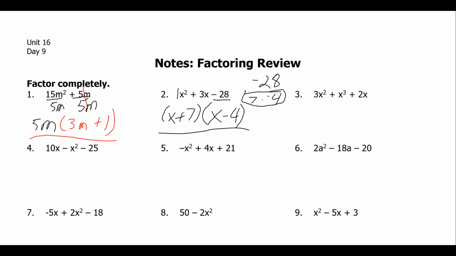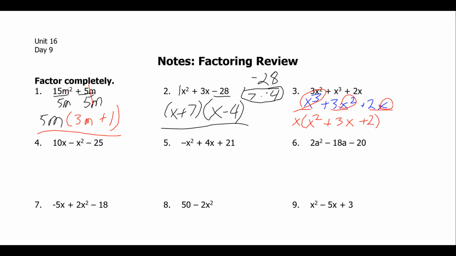Now, number 3. First thing that I notice is that this is not in standard form yet. So we need to go ahead and get it there. It's going to be x cubed plus 3x squared plus 2x. Next little thing that we need to do is go ahead and factor out a greatest common factor if we can. I notice that they all have an x. So what I can do is I can go x on the outside of x squared plus 3x plus 2.